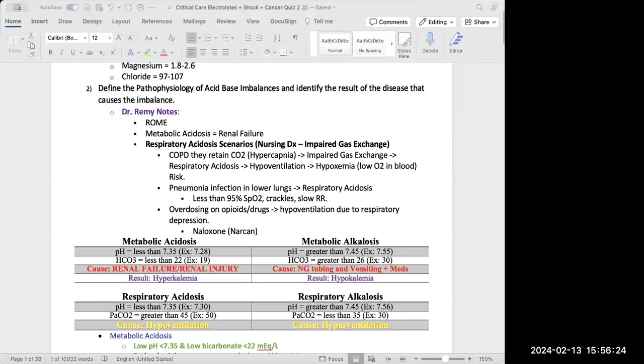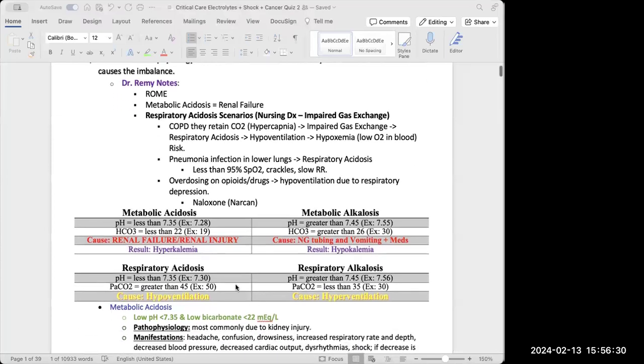Okay. Something else that I want to point out, or a trick that helps me when it comes to answering questions where they give you a bunch of numbers and ask you to identify the type of imbalance, is I always look at the pH first, and that will let me know if it's acidotic or alkaline, right? If it's greater or lower than the normal range, which is 7.35 to 7.45, then I look at the bicarbonate and the CO2. If the bicarbonate is normal, then I know, okay, it's not a metabolic issue. If the CO2 is normal, I know, okay, it's not a respiratory issue.